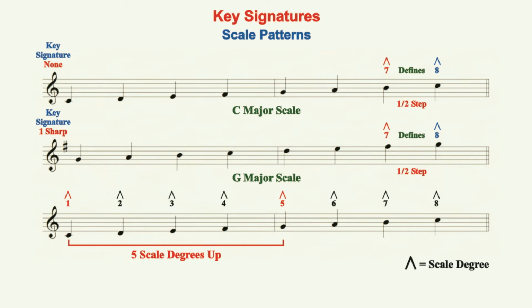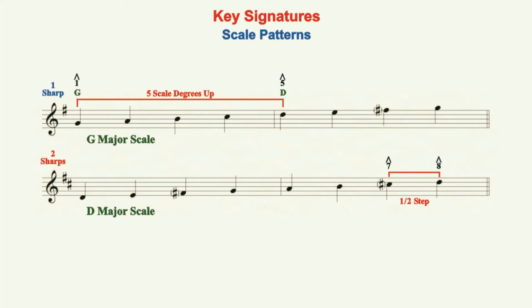This scale degree 1 to scale degree 5 is the second pattern you should be aware of when writing or reading key signatures. Let's examine how this scale degree 1 to scale degree 5 pattern applies to the logical progression of key signatures. Observing the illustration, we begin with a G major scale and its key signature of 1 sharp. We'll count up to scale degree 5, which we recognize as a D natural.